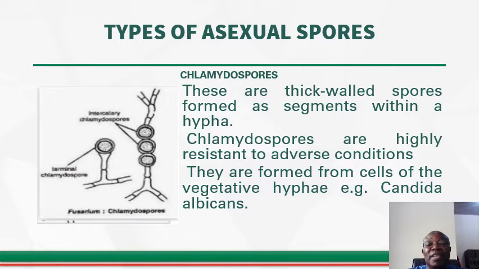Then we have chlamydospores as one of the types of spores in fungi. This type of spores are thick wall spores formed as a segment within the hyphae. The chlamydospores are highly resistant to adverse conditions because they have a thick wall that enables them to survive any adverse conditions, and they are formed from cells of the vegetative hyphae. An example of a fungus that produces chlamydospores is Candida, which is a yeast.